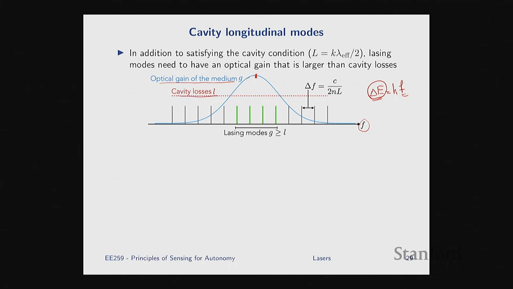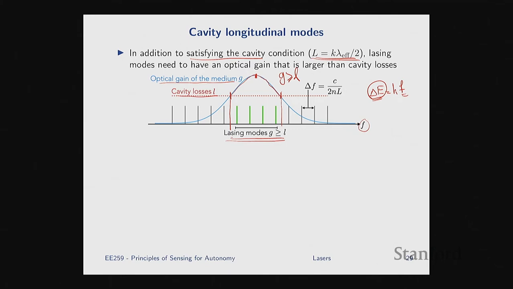And for a mode to lase, in addition to satisfying the cavity condition, that geometric condition that L is k times lambda over 2, the gain for those frequencies should also be higher than the loss. Because if losses are higher, it just decays and dies off. So by comparing gain and loss, only frequencies where gain is bigger than or equal to loss have a chance of lasing. That usually limits it to just a few modes that can lase, and those are called lasing modes. Here, they're highlighted in green.